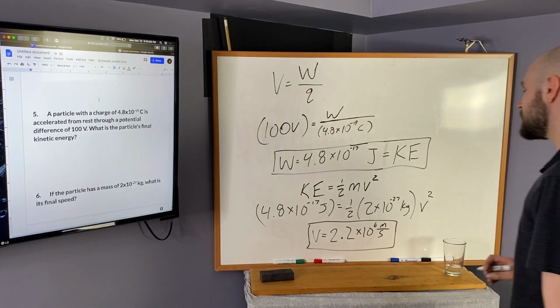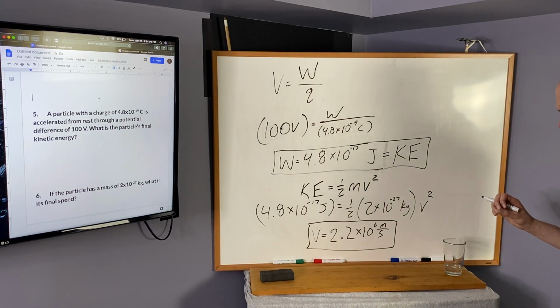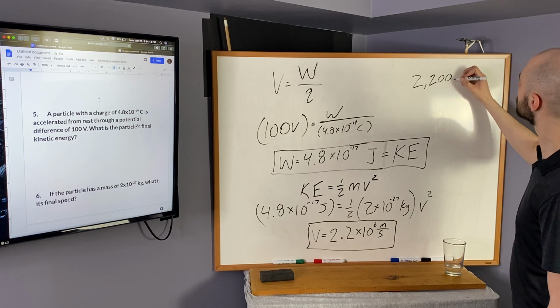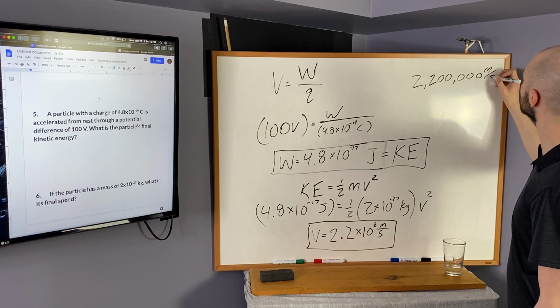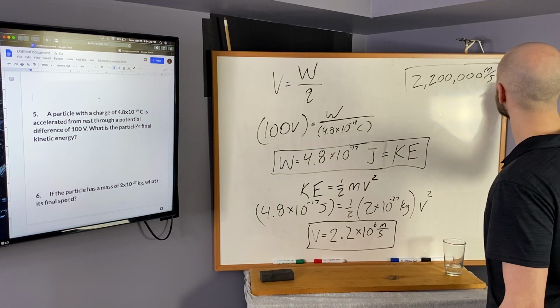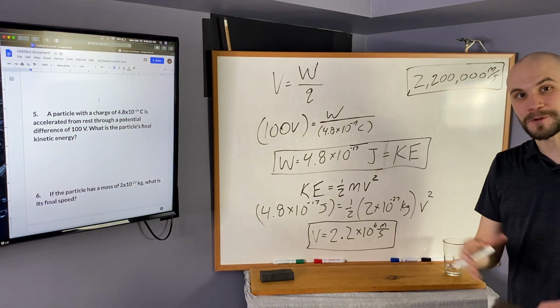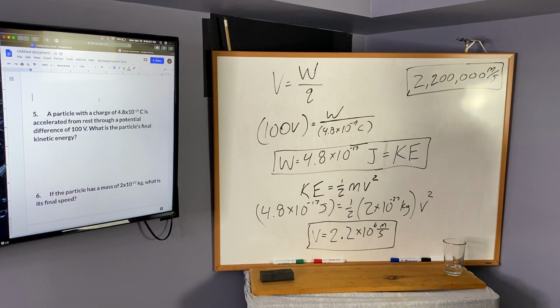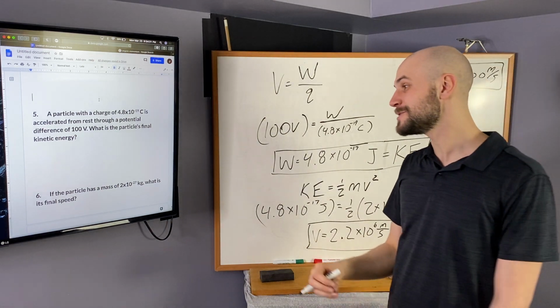That is 2,220,000 meters per second, right? Because if we move this over, 2,200,000 meters per second. Think of how long a meter is. A meter is about 3 feet. This particle is covering about 6 million feet per second. That's how fast this particle is moving.